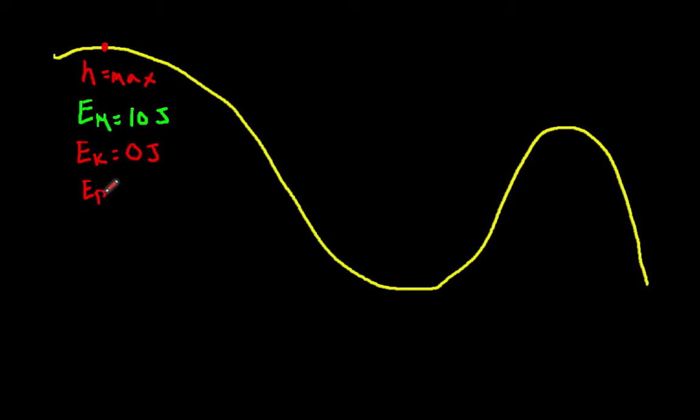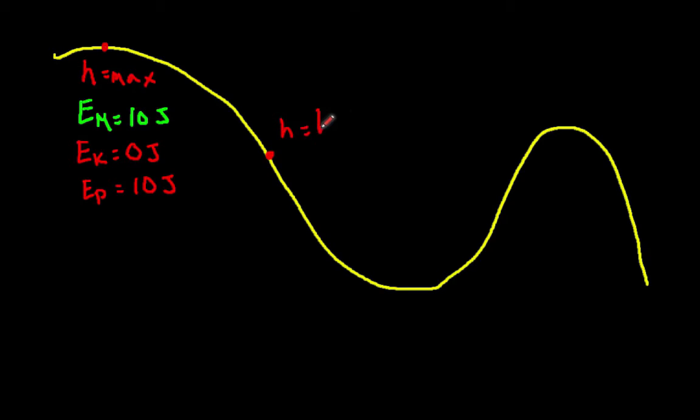So if we consider the same track again, at the very top where the ball is placed, we're going to call this the maximum height. When the ball is just placed at the maximum height, the initial kinetic energy is zero. Let's set the mechanical energy to be 10 joules, just for the purpose of the example. Since the kinetic energy is zero at this maximum point, that means the potential energy must be 10, because 10 plus 0 equals 10.